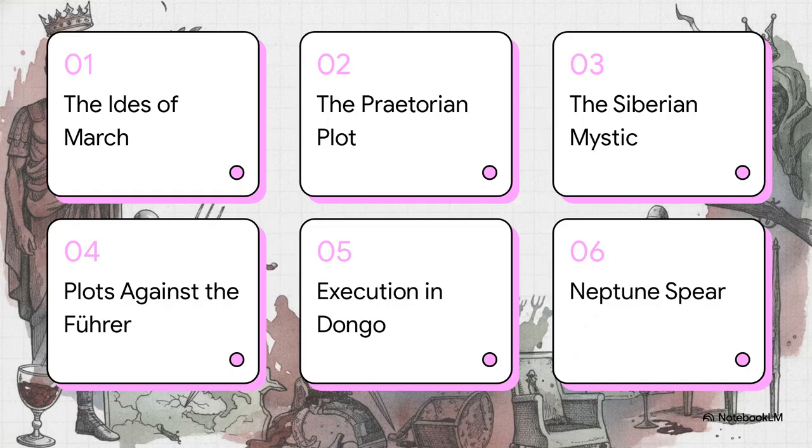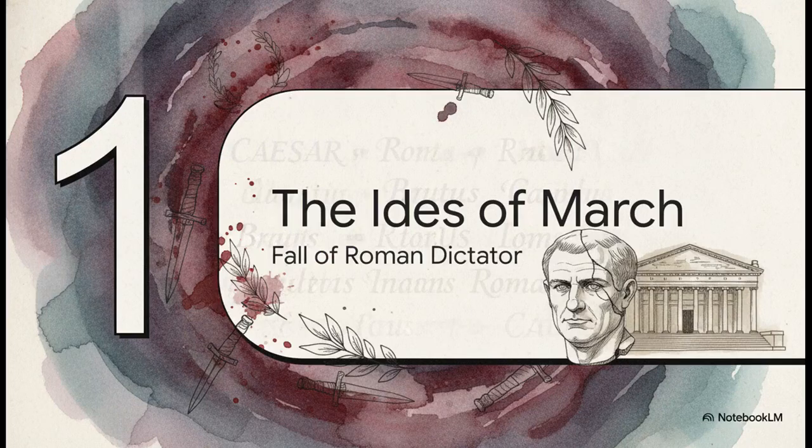We're moving strictly chronologically through over 2 millennia of history. We'll start with the Ides of March, move on to the Praetorian Plot, check out the Siberian Mystic, look at plots against the Führer, the execution in Dongo, and finally wrap up with Operation Neptune Spear. All right, Section 1, the Ides of March, the fall of the Roman dictator.